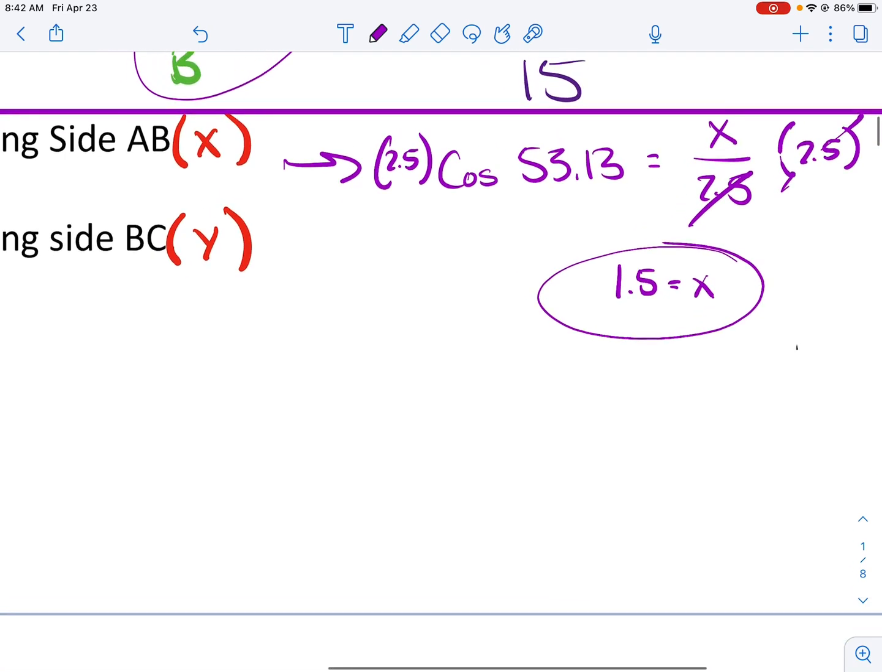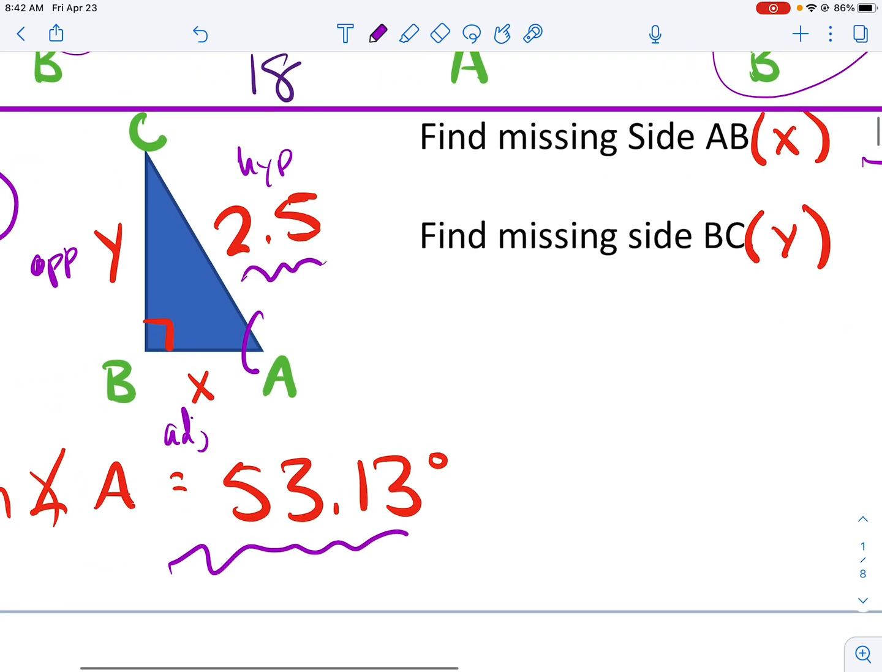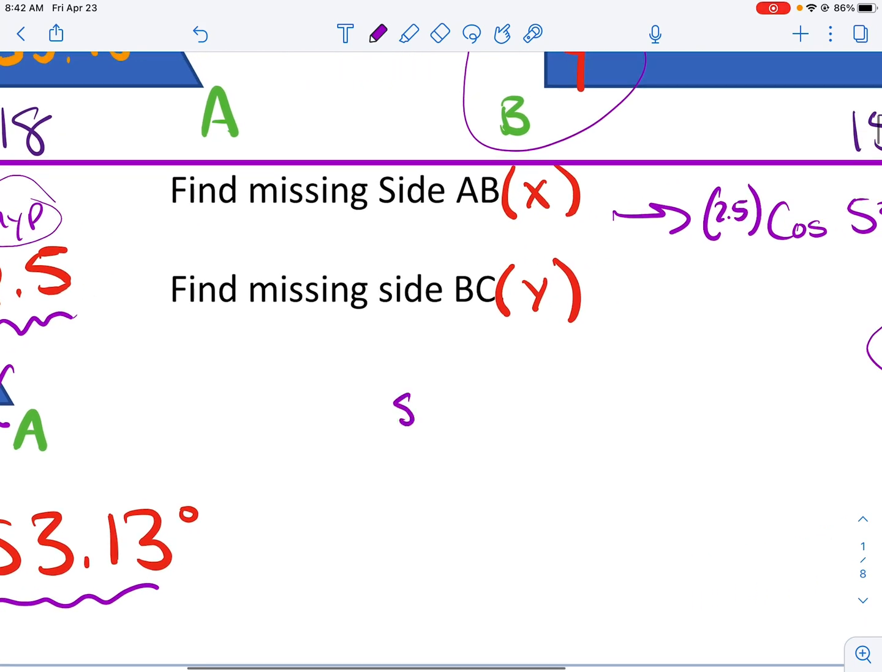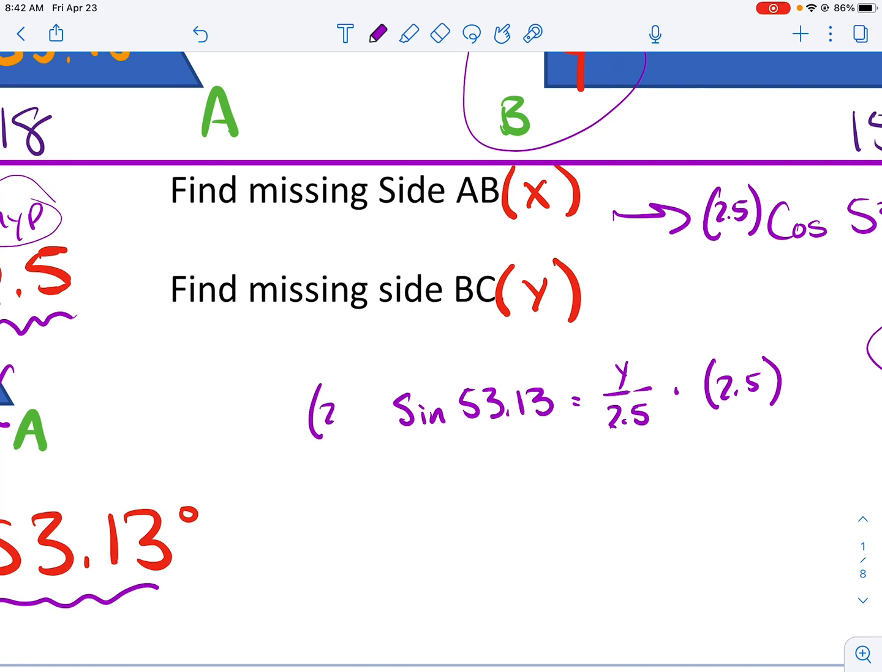And our last one here, we're trying to find BC, so that's going to be our opposite and our hypotenuse. We need those two, so this one is going to be the sine of 53.13 is equal to opposite over our hypotenuse. Again, same pattern: multiply both sides by 2.5, cancel, cancel, left with y is equal to, and we're going to round it to our nearest tenth spot.